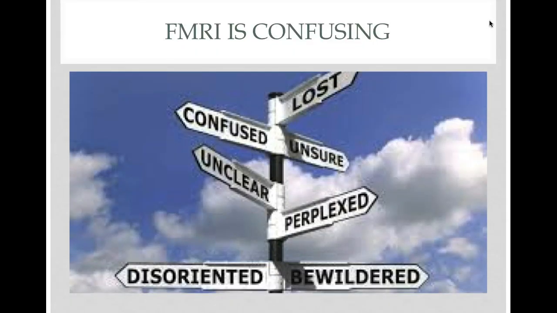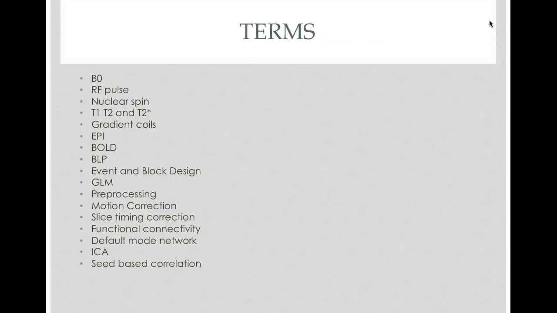I created this because it's really confusing what's going on. You start getting a whole bunch of terms thrown at you, like B naught, RF field, nuclear spins, everything ranging from quantum physics to signal processing to gradient coils. There seems to be so many different things that people are talking about, so many different fields that come together to make this field happen, that it's almost impossible for an undergraduate researcher to be able to understand it all.